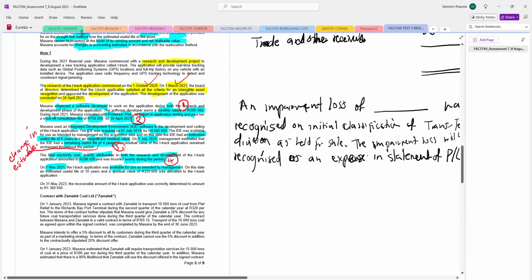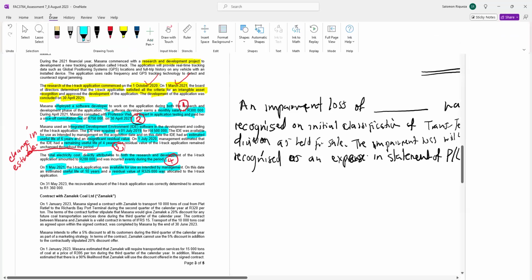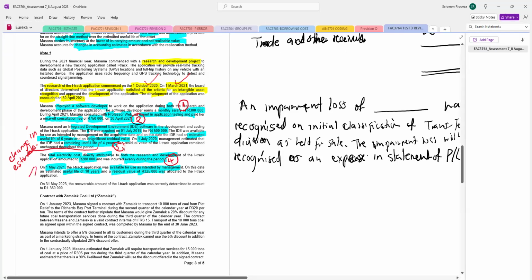And on this date, an estimated useful life of 10 years and a residual value of 325,000 was allocated to the iTrack application. So that means all the expenses are done. Now we are able to account for our intangible assets.